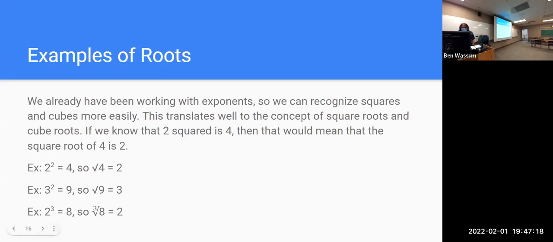If I have the square root of 4, that's a 2, because it's saying, hey, what squared is 4? 2. So the square root of 9 is asking you, what squared is 9? Well, 3.